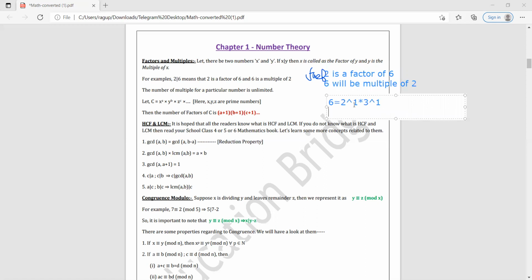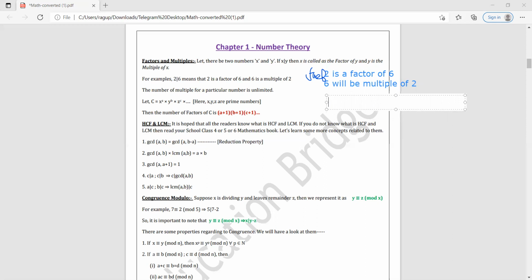And let's say another example, 85 is equal to 5 into 17, 5 raised to 1 into 17 raised to 1. So for each number greater than 1, we can represent it in the form of prime numbers. And 1 is the only exception because we cannot represent 1 as prime numbers. So the number of factors is a plus 1, b plus 1, c plus 1.